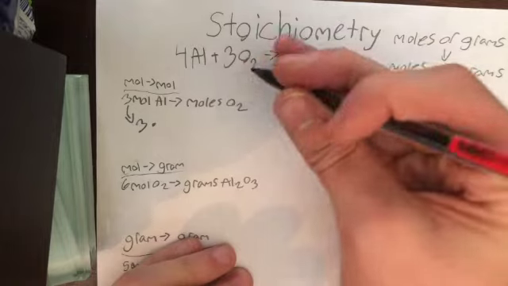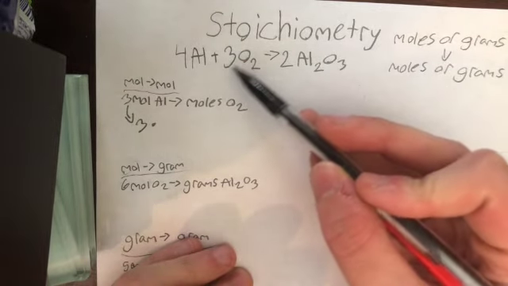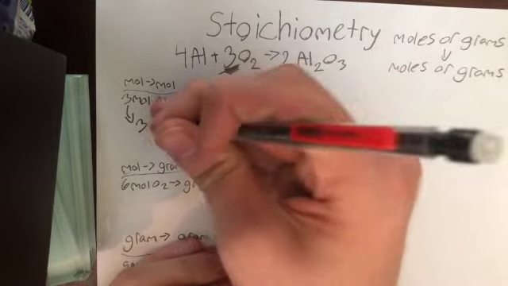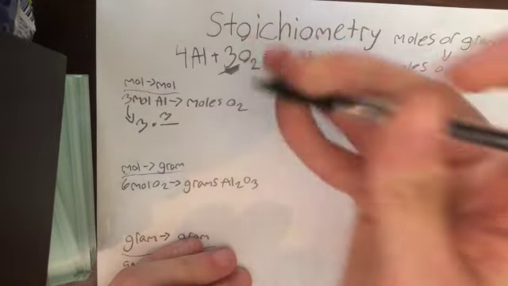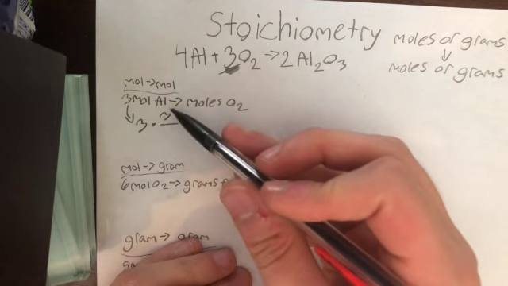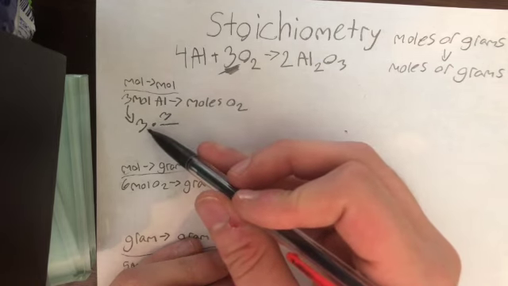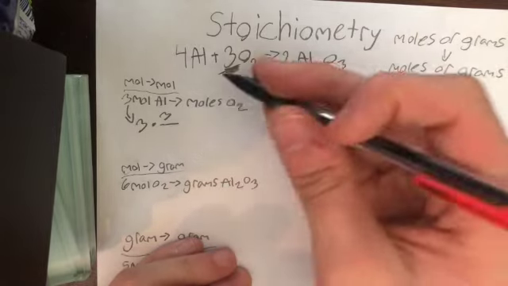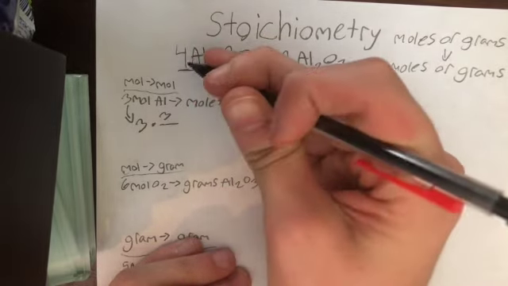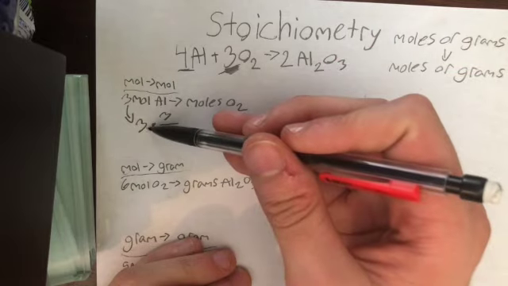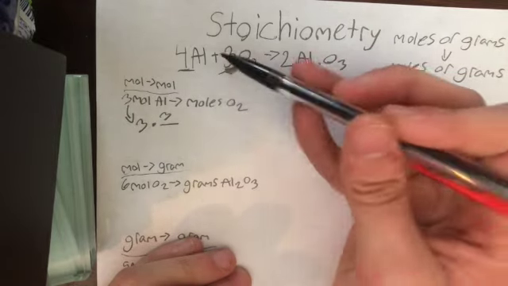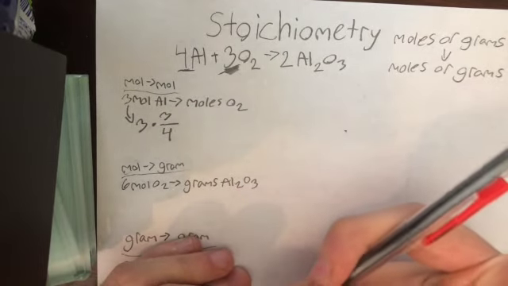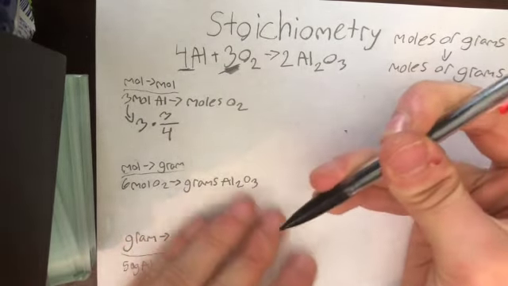We find the conversion factor by putting what we want. We want to find moles of O2, so we put the coefficient on top. That way, whenever we multiply it, we get rid of the moles of aluminum and we get moles of oxygen. Then we have to put what we have in our given into the bottom. So we have 4 aluminum, so we put 4 aluminum on the bottom. And this will give us moles of oxygen gas.